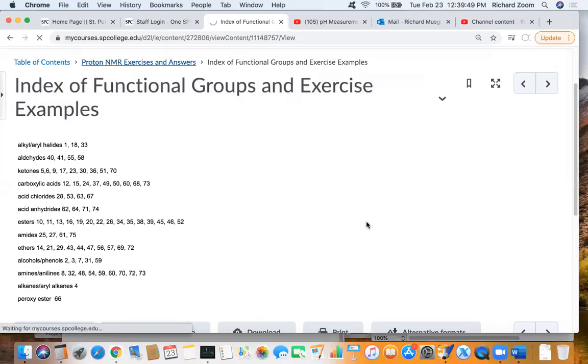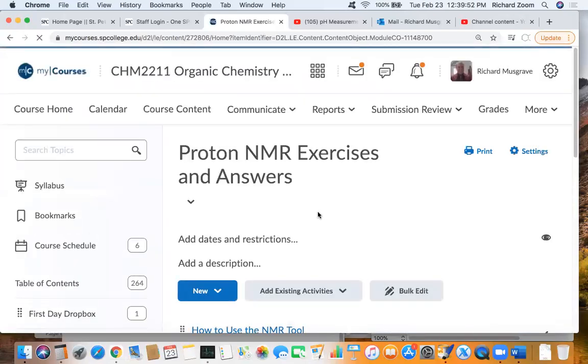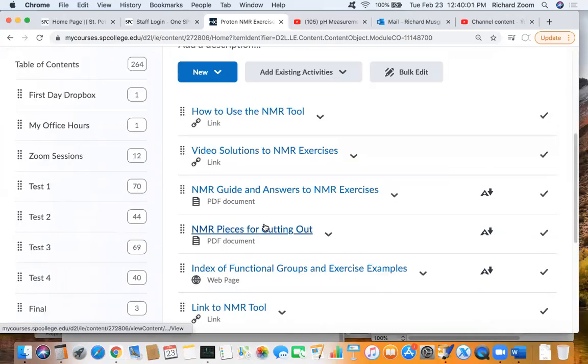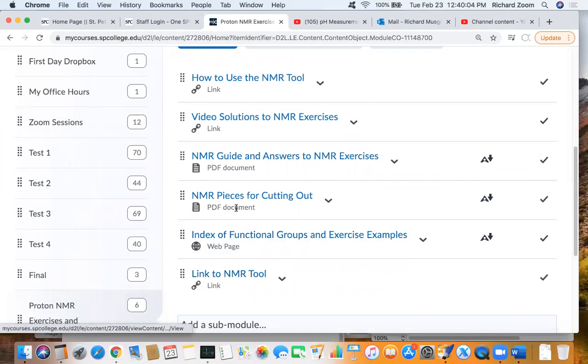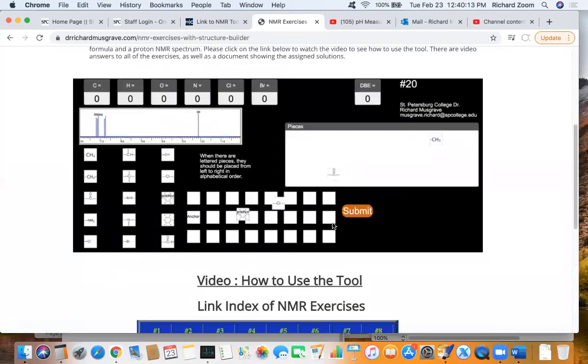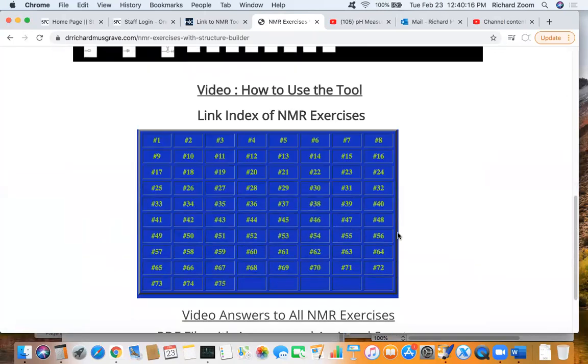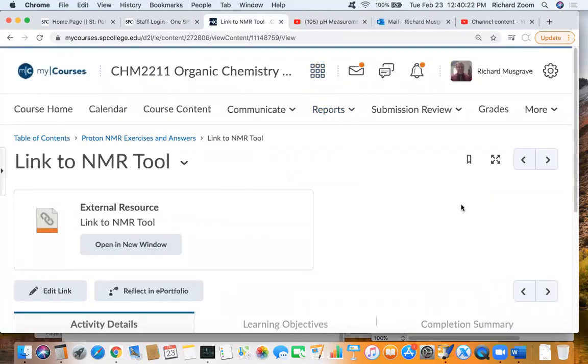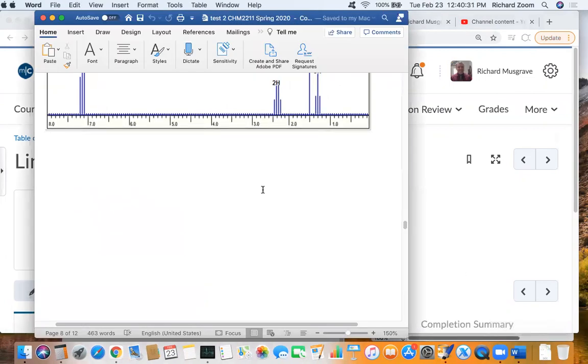Does anybody have any questions? All right. What are those numbers? When you go to this NMR tool, which the link to that is also in the folder, it's these numbers here, Miriam. Oh, I see. Okay. Thank you. All right. Anybody got any other questions? Okay. So that's question 4.